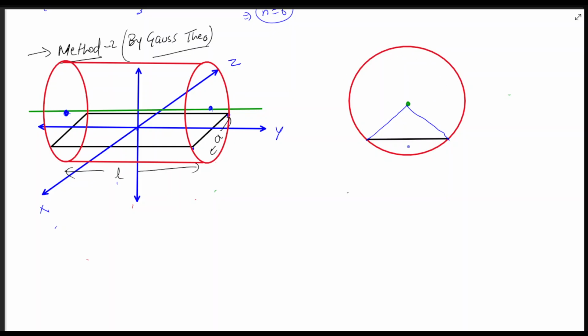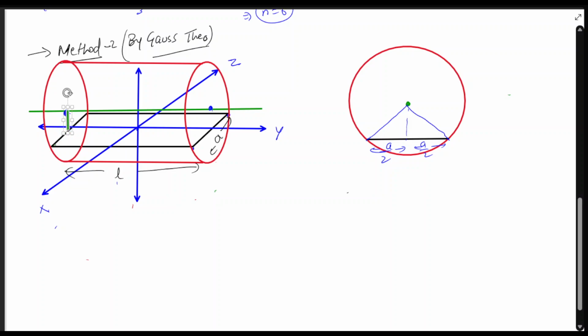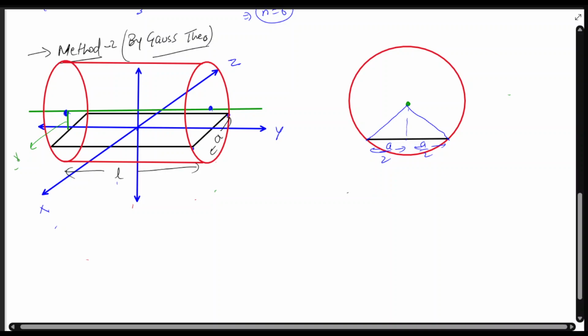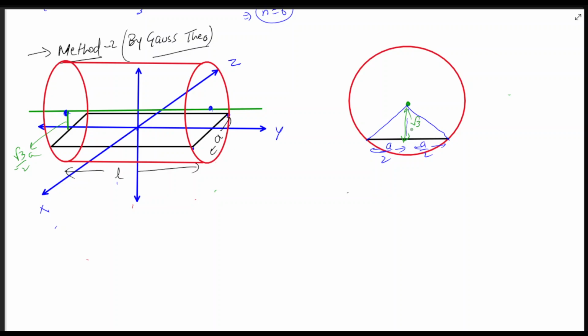For 360 it will be q upon epsilon naught. So for this angle it will be like this. Let's solve. Perfect. So if this whole was a, this will be a by 2, and this will be a by 2. And what is this length? Let me write it in green. So this length was root 3 by 2a.